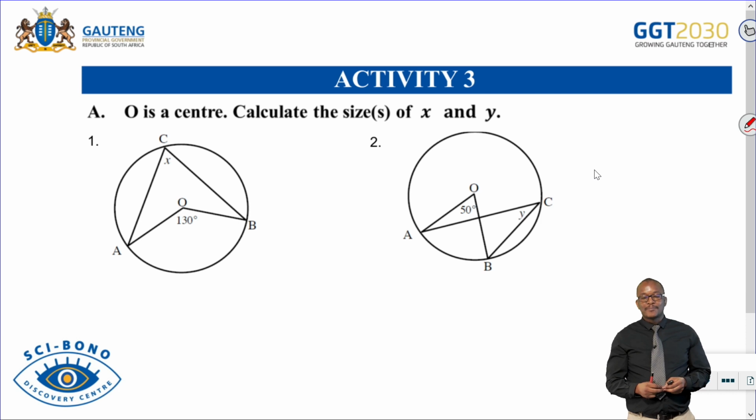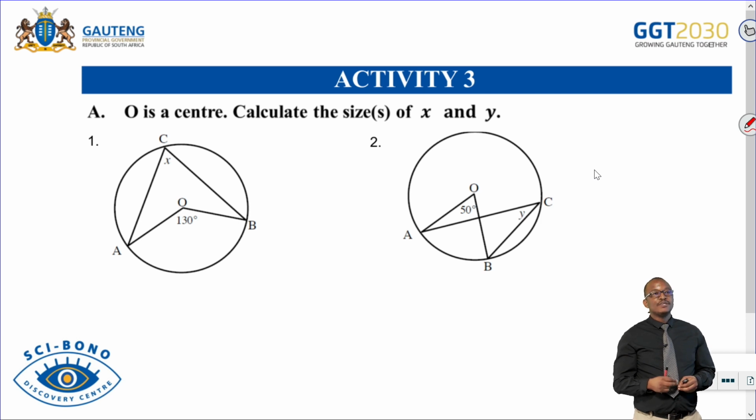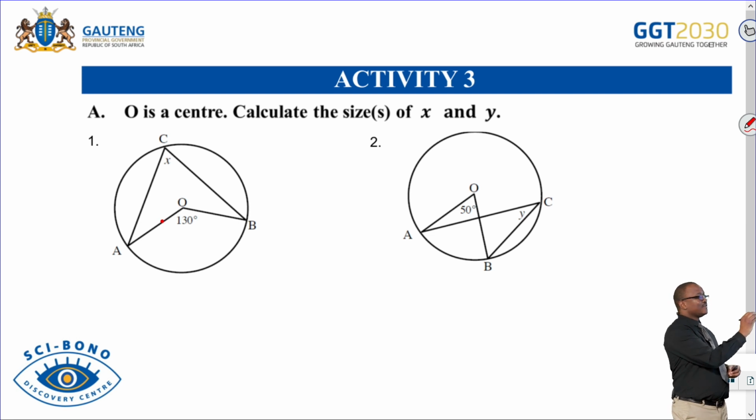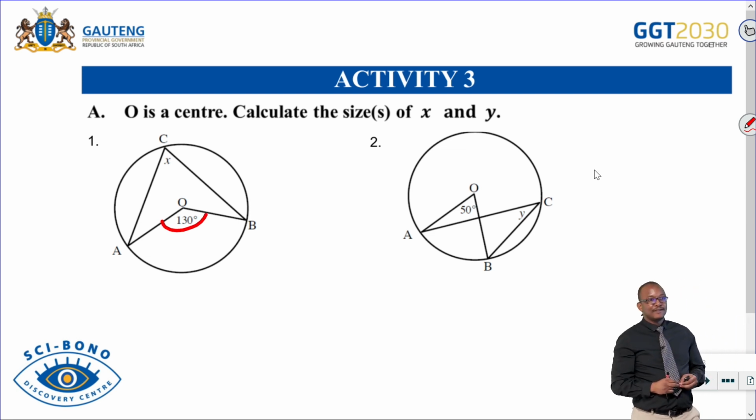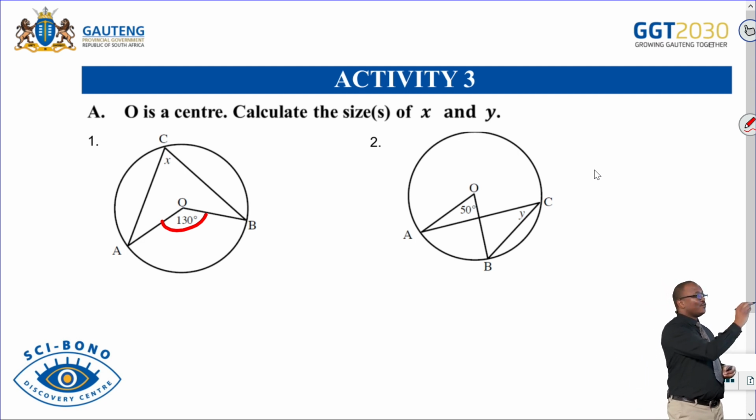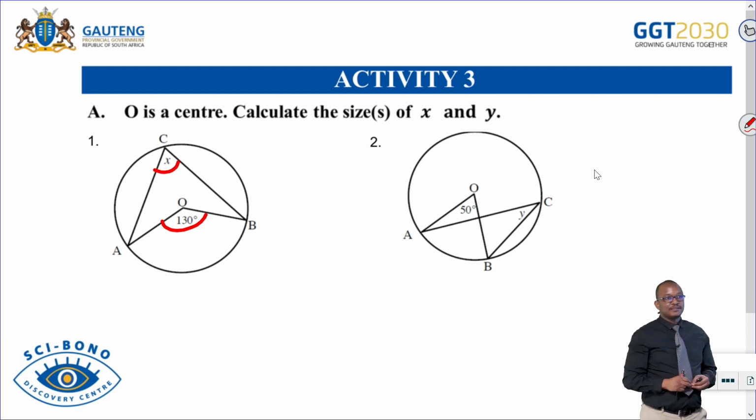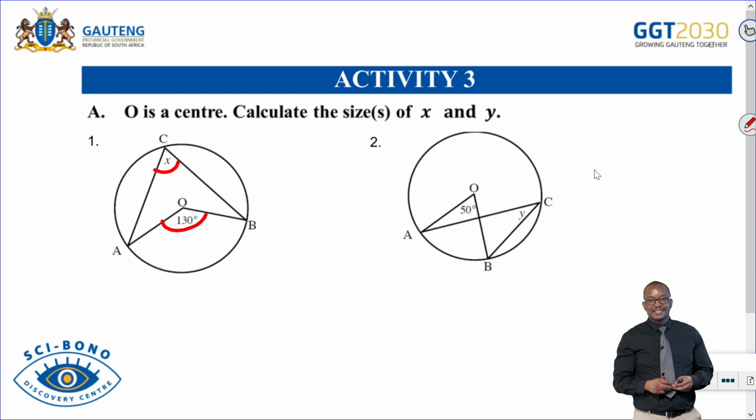Let's see how we now apply this type of theorem. The first one says O is the center. Calculate the sizes of x and y. Remember, in the first case, we have the circle with the points A, B, and C, and O is the center. The angle given there at center is 130, and we have the unknown variable there at the circumference at C, which is x. Then we need to calculate that angle.